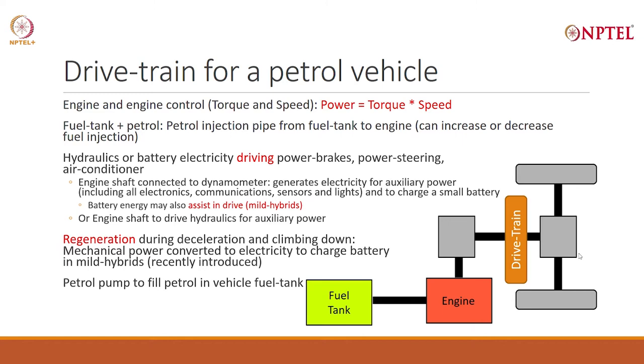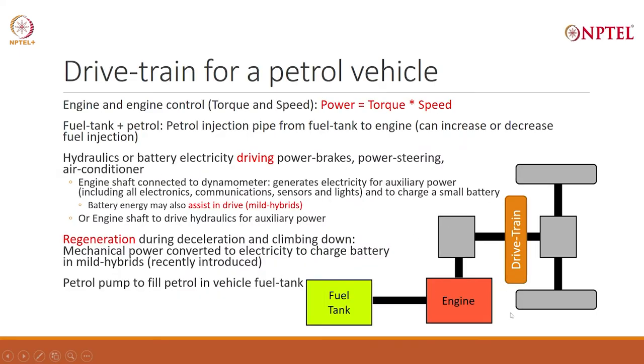A petrol pump is used to fill the vehicle's fuel tank. So, you drive to the petrol pump, the fuel tank is filled, the fuel tank will give you petrol or diesel to drive the engine, and this engine will drive the drivetrain, will drive the vehicle. The engine can also be used to drive hydraulics, and that hydraulics can be used as an auxiliary device. It can also drive a dynamometer to produce electricity, and there can be regenerative braking. All this has been there even before electric vehicles came in.